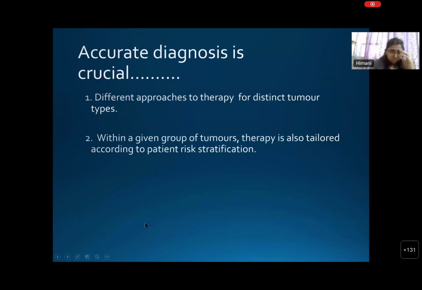So far, what we just talked about is that accurate diagnosis is crucial. The reason is that there are different approaches to therapy for distinct tumor types, and within a given group of tumors, therapy is also tailored according to the patient's risk stratification. This is what we just spoke about.